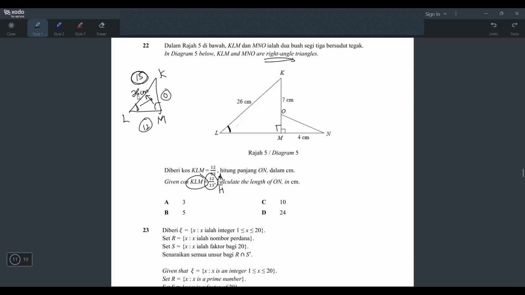Ratio to become length, what do we have to do? 13 how to become 26? Times 2, right? So if here times 2, I'm sure here also from the ratio I have to convert, I have to times 2 also. What is 12 times 2? 24. It means the length here is 24, right?